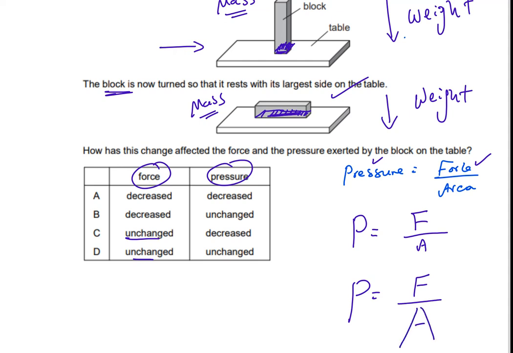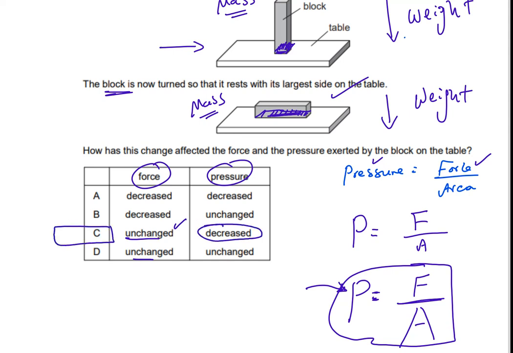So in these two cases, what would happen as the surface area increases? When the area increases, when the denominator value increases, obviously the result would be smaller. So the pressure would be decreased. So force remains unchanged and the pressure would be decreased. So the answer is C.